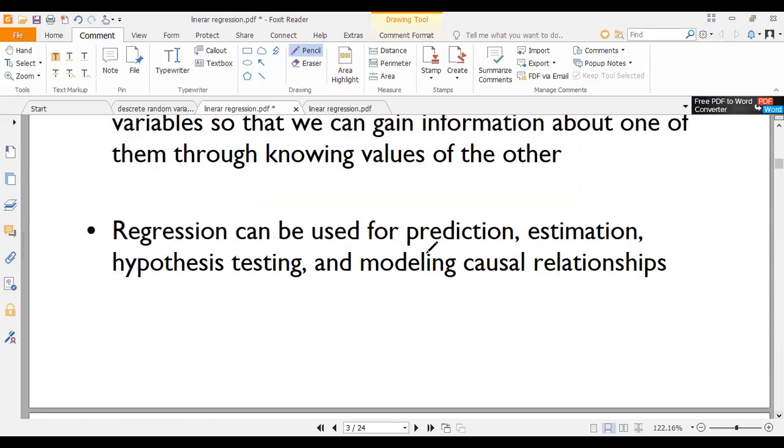So regression is used for prediction. If you want to predict, for instance, if I'm going to advertise with a budget of 10,000, you're able to know how much sales revenue I'm going to have. It is used for estimation. It is used for hypothesis testing and for modeling causal relationships. Causality, especially when you are doing research, is best handled by regression.